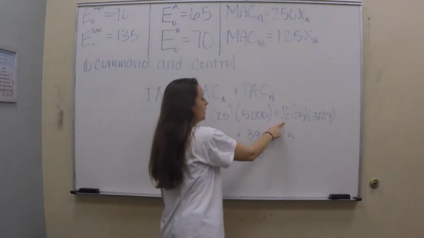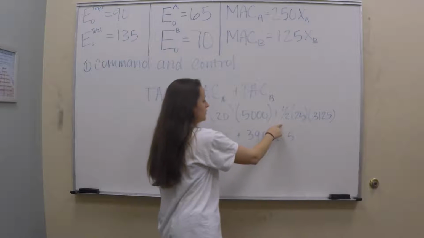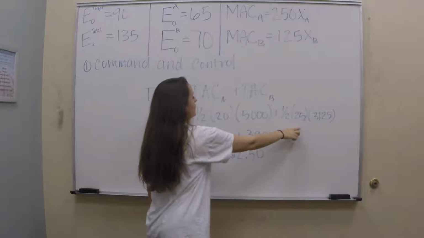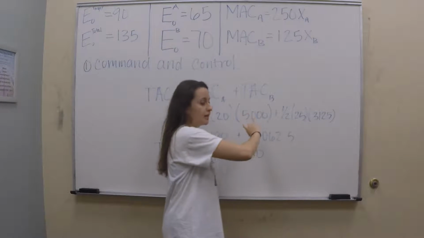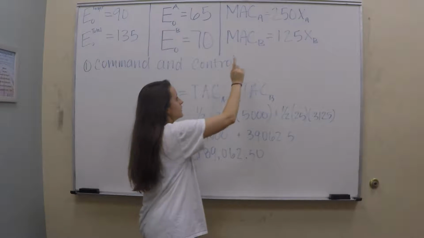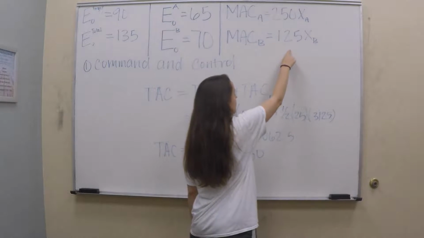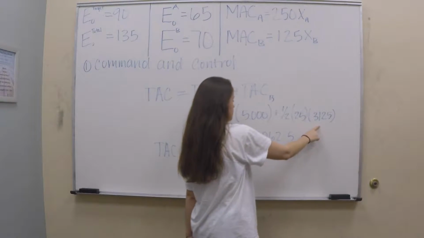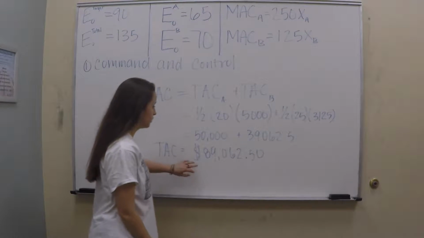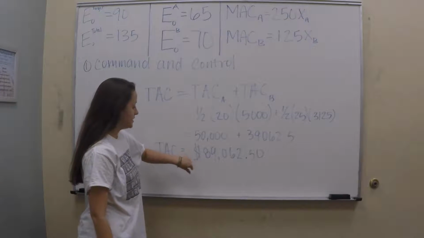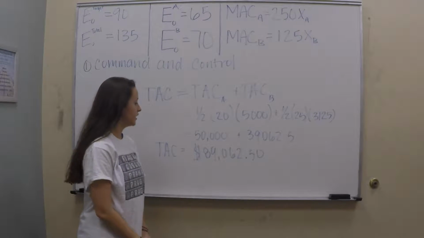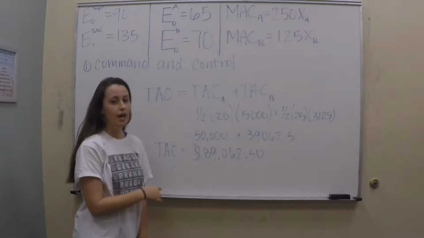and so for the same thing for the second firm, you do 1/2 base times height, so it would be 1/2 times the 25 that they're abating by, and then plug that into the marginal abatement cost formula. So 25 times 125, you get 3,125, and then the total after doing the math is $89,062.50.